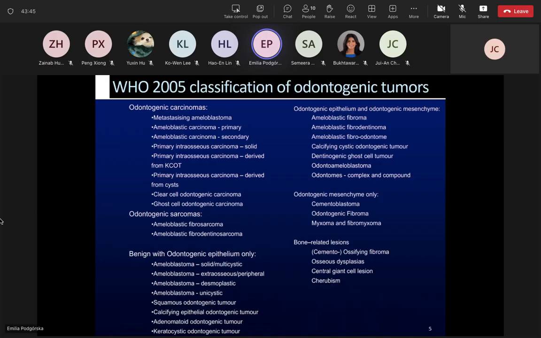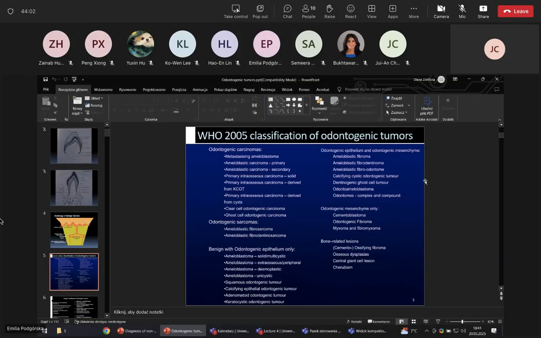Now we talk about odontogenic tumors. We have a lot of odontogenic tumors.